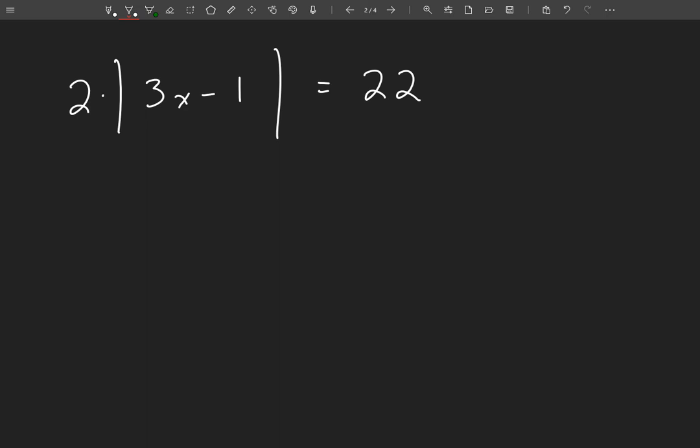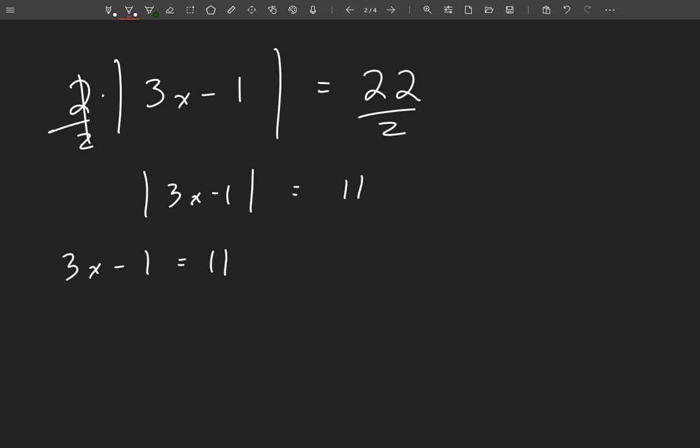So again, I want to get rid of this 2 first. I'm not going to do the distributive thing. We're just going to get rid of it. Divide by 2, divide by 2. So I have the absolute value of 3x minus 1 equals what? 11. And now I'm just chugging along the way I usually do. I write that down. I write this down.